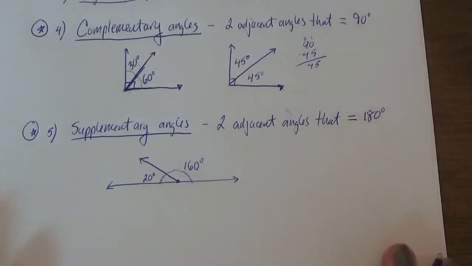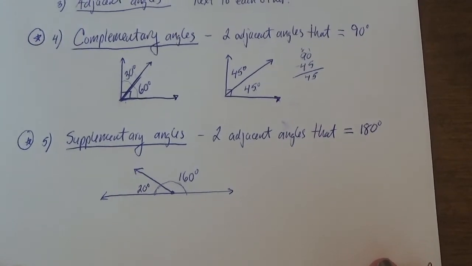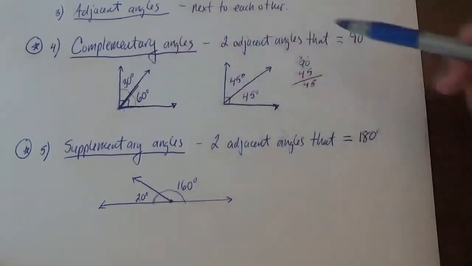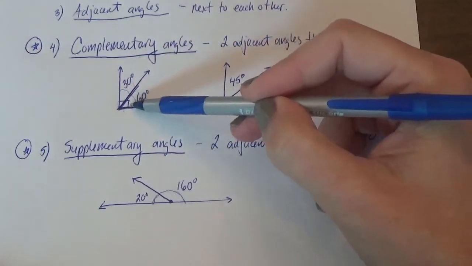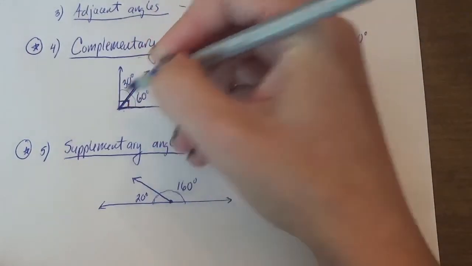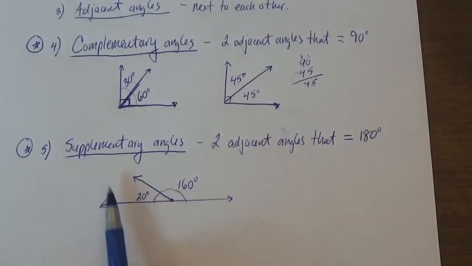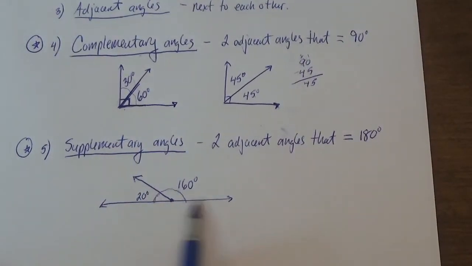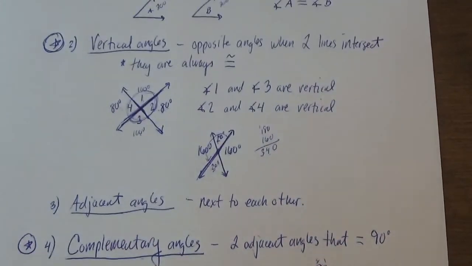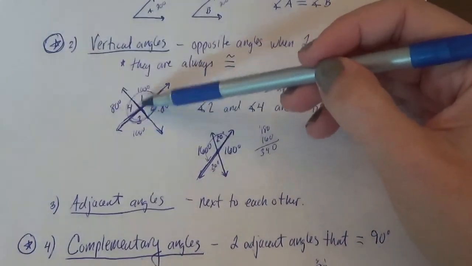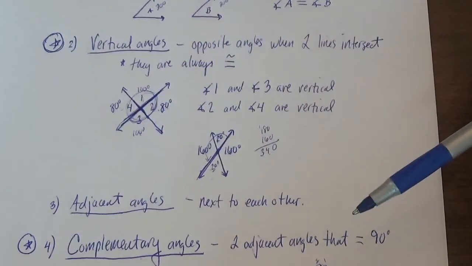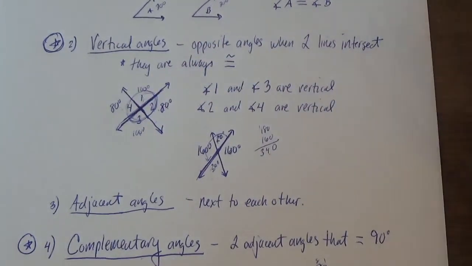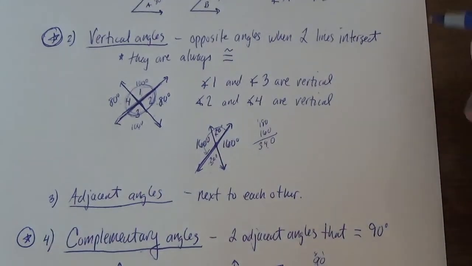All right, so use these notes again for the practice sheet. Complementary goes with 90. Dead giveaway with the picture. Look for the box for the 90. Supplementary, straight line. Look for that. That's the 180. And then the vertical ones, remember, back up here, are staring across, kind of like a mirror for the vertical angles.